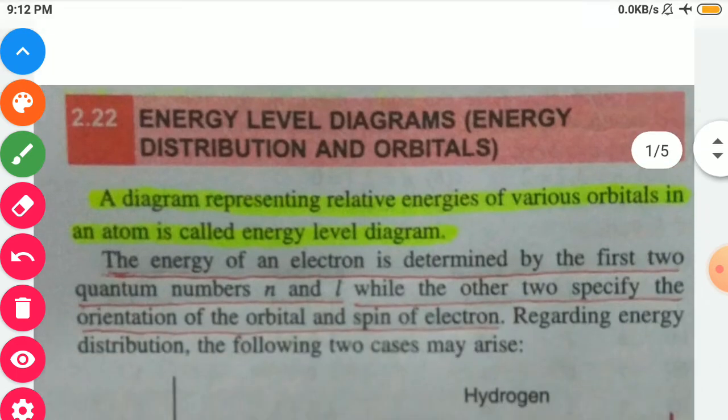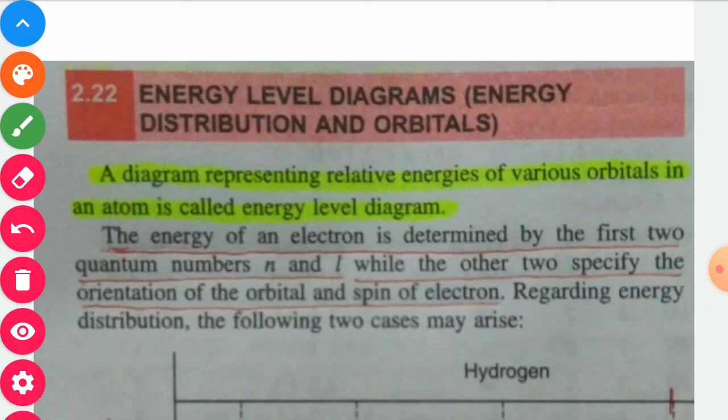The energy of an electron is determined by the first two quantum numbers. These are the principal quantum number n and the azimuthal quantum number l, while the other two specify the orientation of the orbital and the spin of the electron.